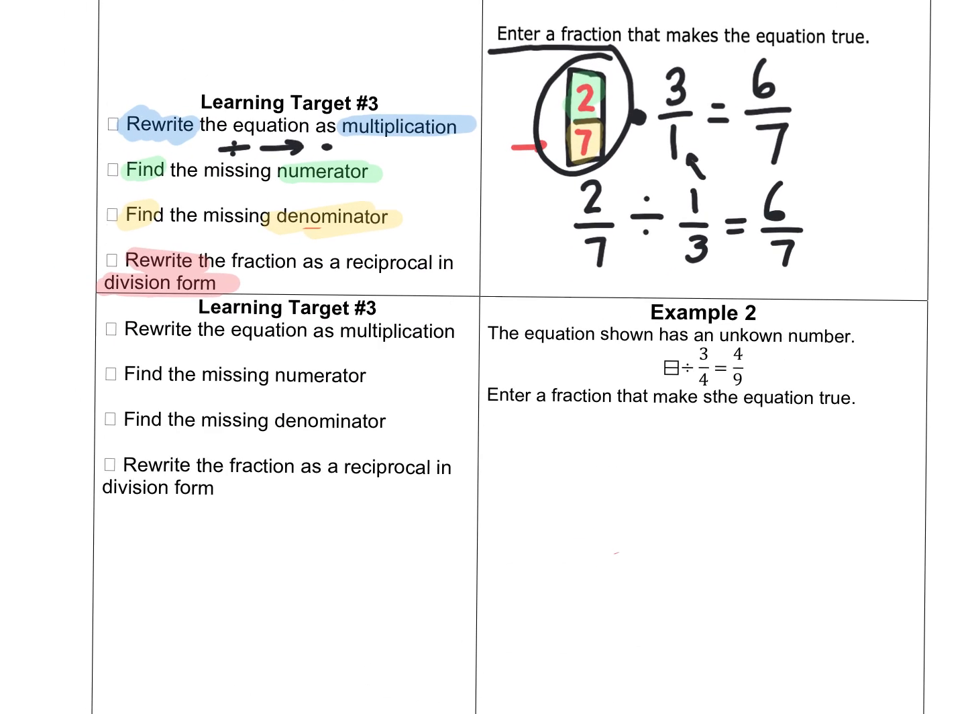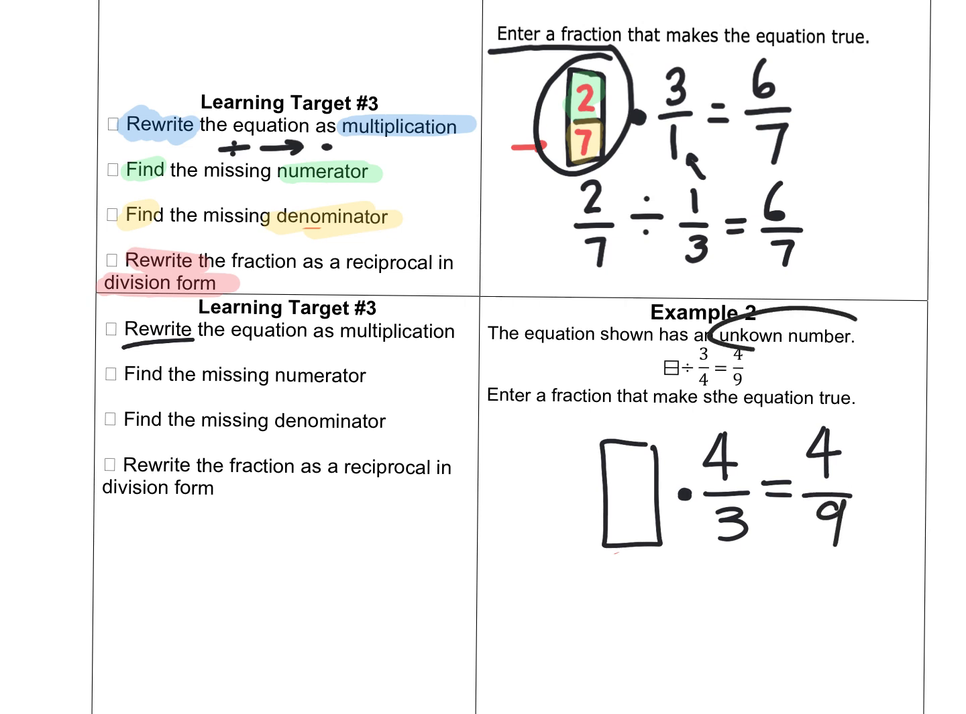Okay, let's try another one together. We're going to work with these 4 steps. The first one, we're going to rewrite it as a multiplication problem, and we know that means we have to flip the second fraction. So everybody go ahead and do that. You're going to rewrite it, and we still have 4/9 here at the end. It's still asking us to do the same thing. We have an unknown number, and we need to enter a fraction that makes it true. We flip the second fraction. We are ready to go.